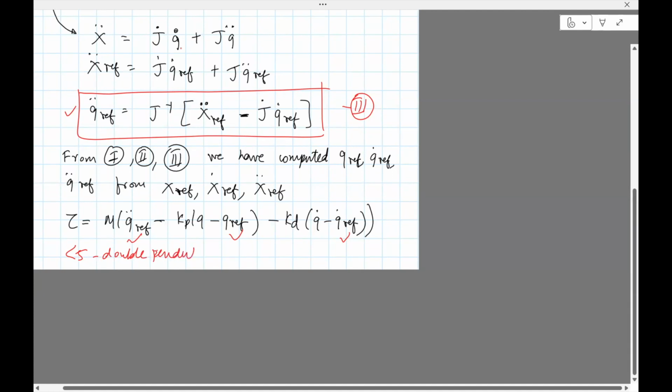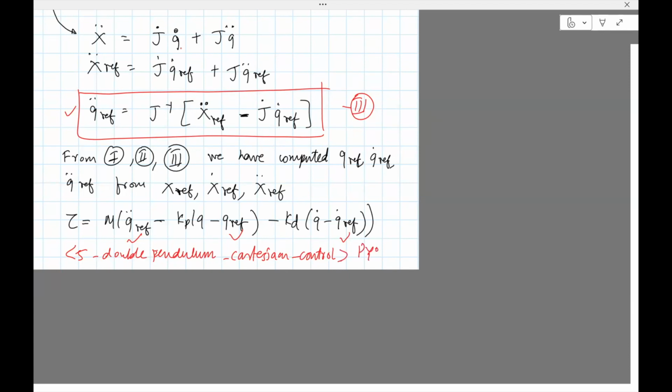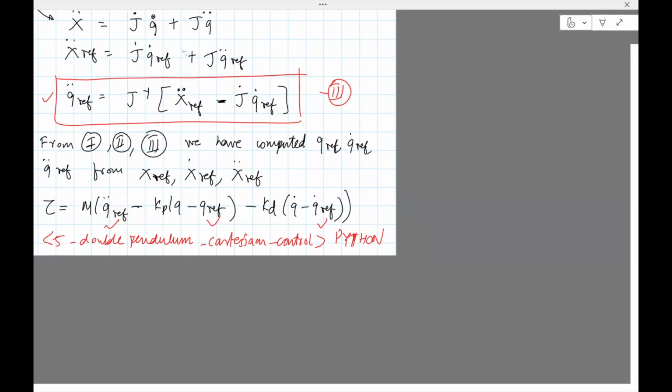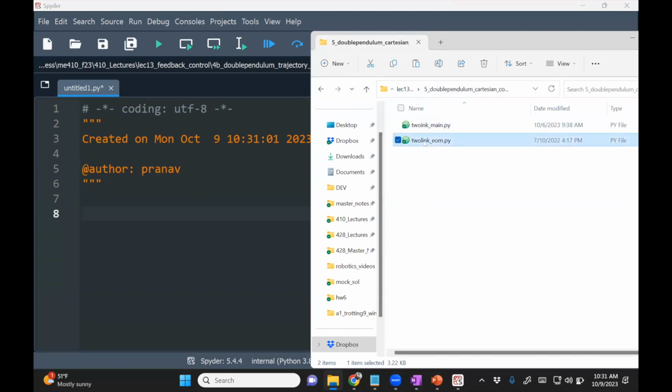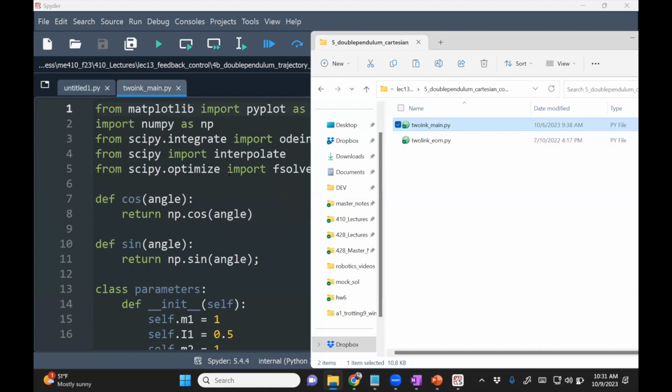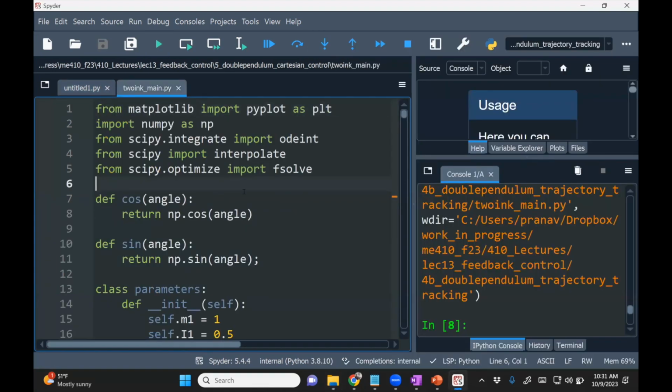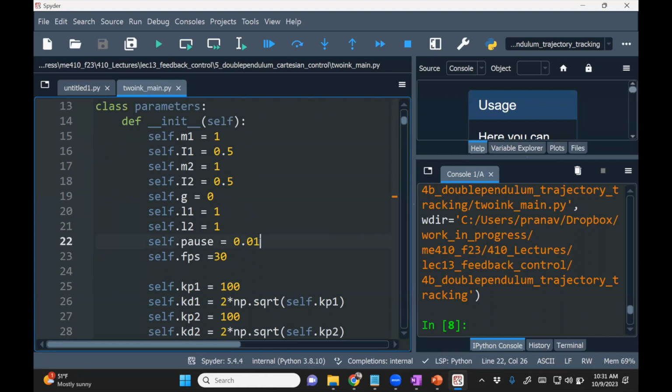Double pendulum Cartesian control. This is a Python code which does trajectory tracking in Cartesian space, sorry, in the task space. Okay, here's the last file. It has two parts to it. One is the equations of motion, which is the same as the one before. Here is the two-link main file. First, I'll run this. Let me decrease the speed. So let's make it 0.5.